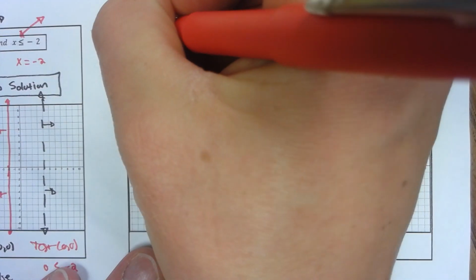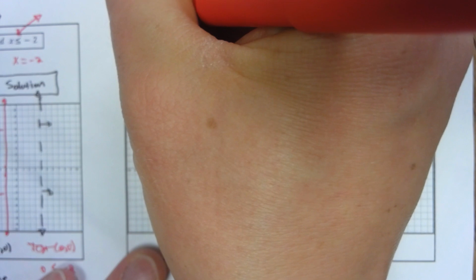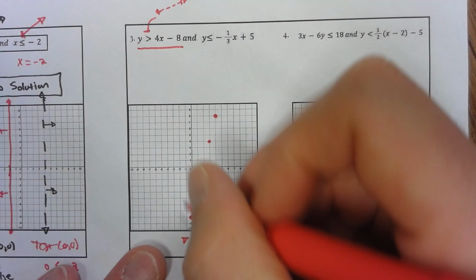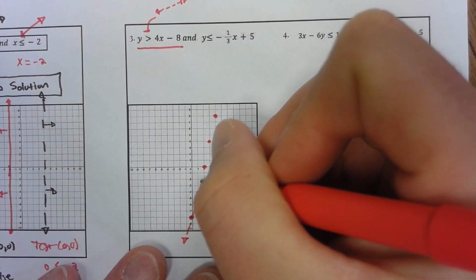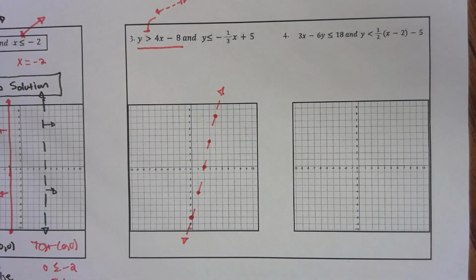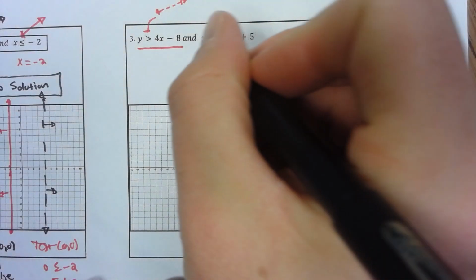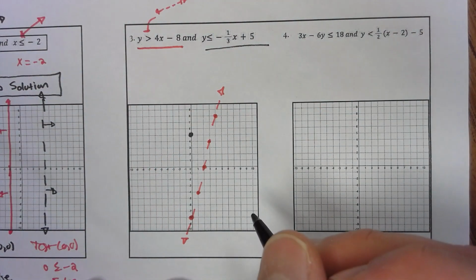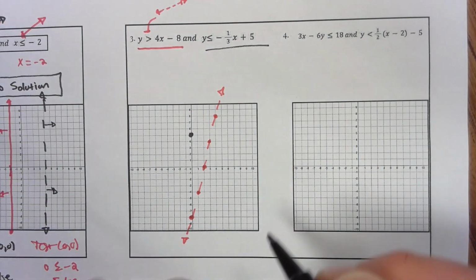That should be a dashed line, because of it being just greater than and not greater than or equal to. The other line is also in slope-intercept, so 5 is the y-intercept. I'm going to put a dot at 5. My slope is negative 1/3.